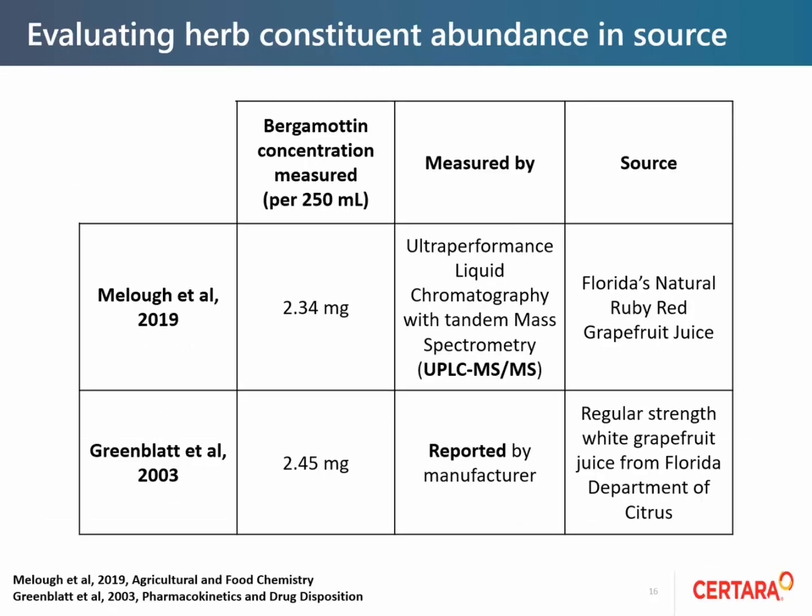So now that the perpetrator compound has been identified, we need to continue on in identifying the typical exposure and a typical dose. So a literature search was done on the available data that was known in terms of bergamottin concentration that was measured in certain grapefruit juice sources. And I've identified this one source from Malloa et al., where they used mass spec to measure the amount of bergamottin that was found in Florida's natural ruby red grapefruit juice.